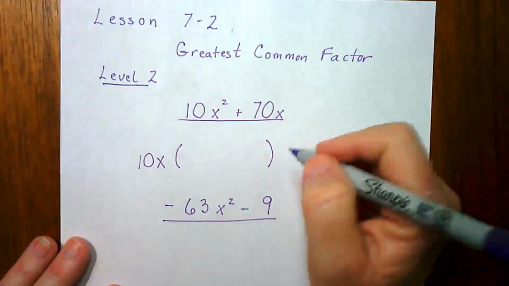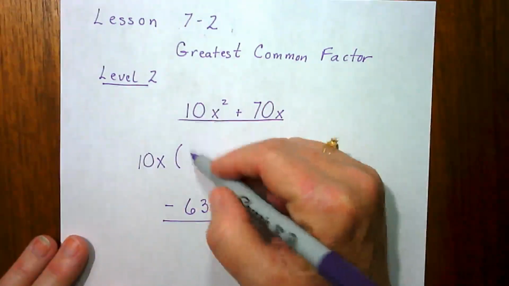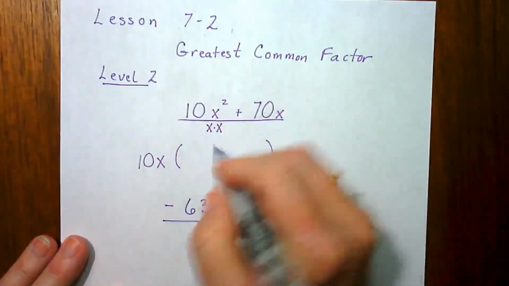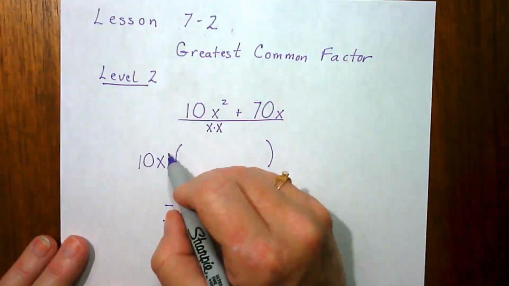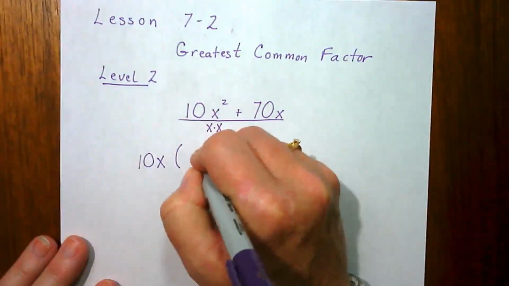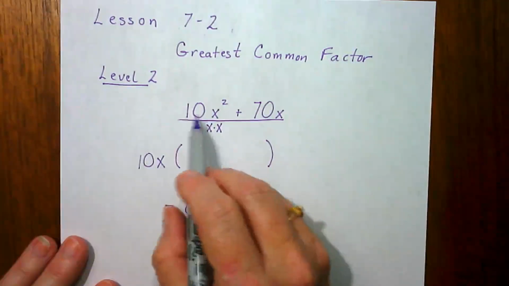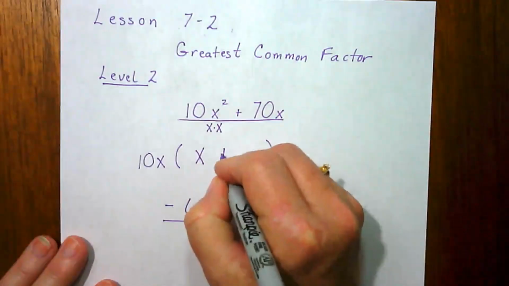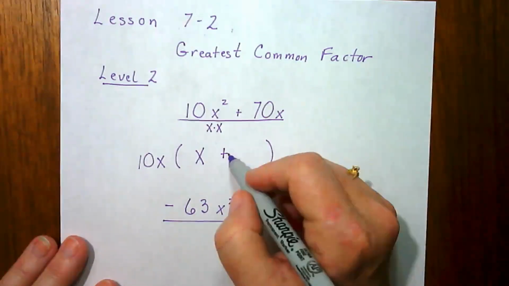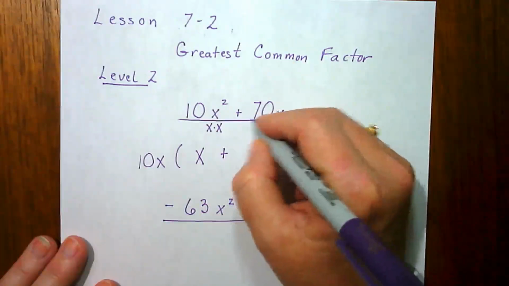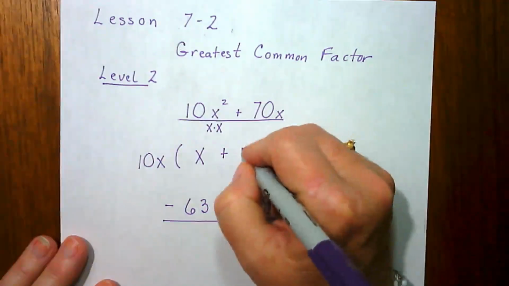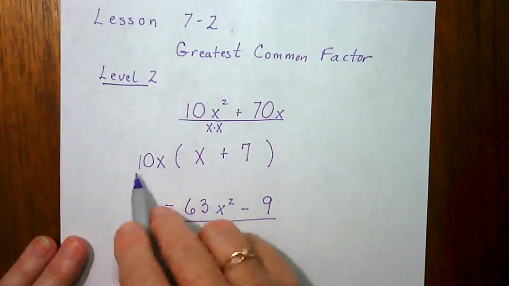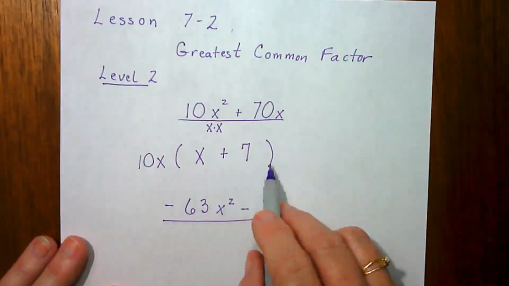Okay, so 10 divided by 10, I'm not going to have any number here. And this is really an x and an x. So I'm going to take away one of those x's because it's here, and that's going to leave me with just an x. So 10x times x gives me back 10x squared. Now I'm going to write down a plus. The sign has to stay the same. And really I'm dividing this by 10, which is going to leave me a 7. And I'm taking that x and I'm putting it out front. So there's our answer to the first problem.